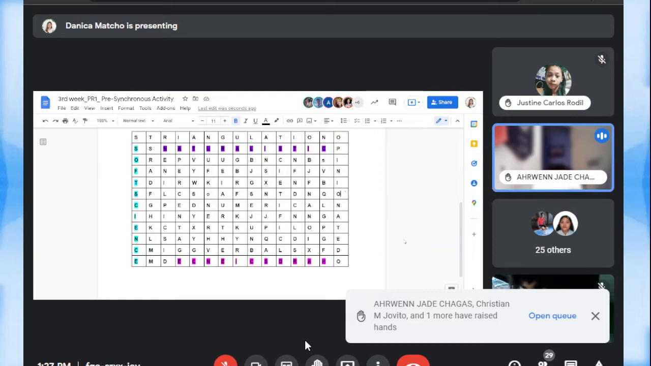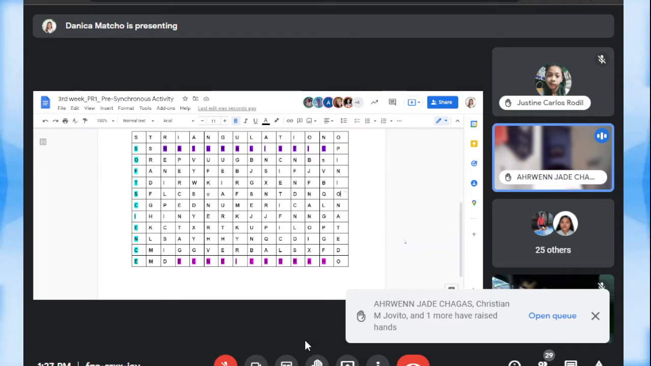Next, how about the word percentage? Where can we find the word percentage? Let us have Monica. Fourth column, third row, pababa. Okay, downward. So we have the word percentage here.